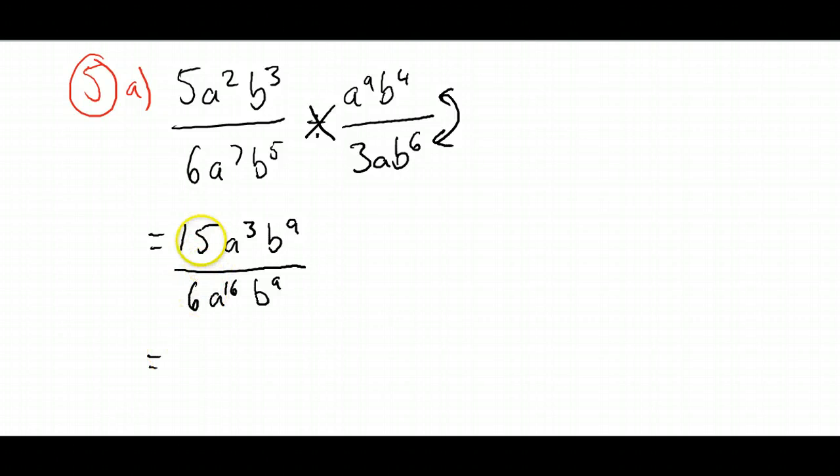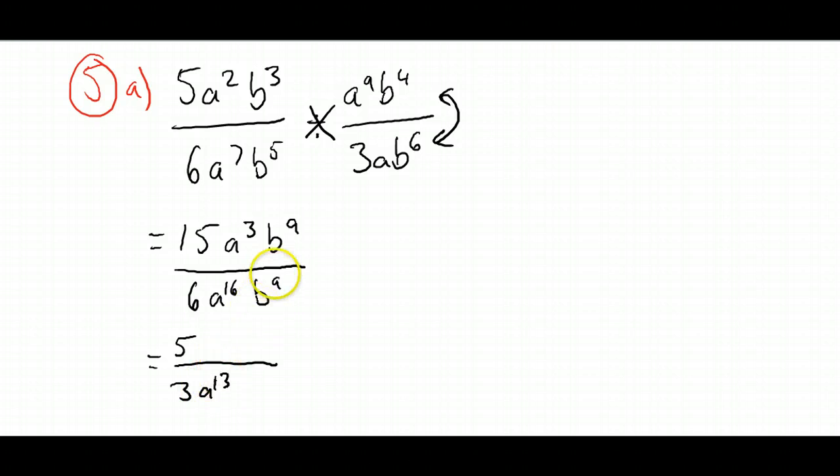Now, can we simplify this? 15 and 6, we can divide both of those by 3, so let's change it to 5 over 3. And then a to the 3 over a to the 16, we could put a to the negative 13 up here. 3 minus 16 is negative 13. But hopefully we're getting to the point where we can see where that's going to go. a to the negative 13 is just going to end up on the bottom. So let's just put it straight onto the bottom there.